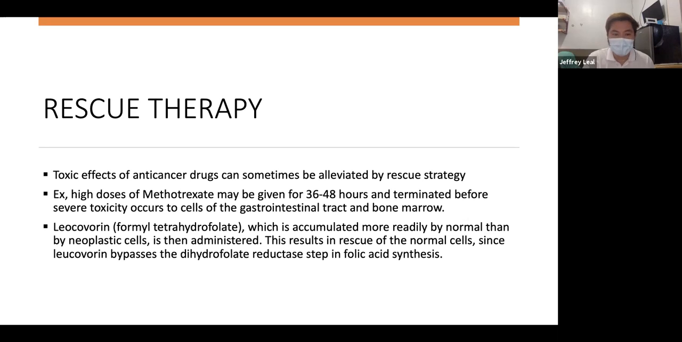We have also the rescue therapy. So toxic effects of your anti-cancer drugs can sometimes be alleviated by using your rescue strategy. Example, when you use high doses of methotrexate, this can be given for 36 to 48 hours and terminated before severe toxicity occurs to cells in the GI tract or in the bone marrow. Leucovorin, or the 5-formyl tetrahydrofolate, which is accumulated more readily by the normal than the neoplastic cells, is administered, and this results in the rescue of your normal cells. Okay? Because leucovorin bypasses the dihydrofolate reductase step in the folic acid synthesis.